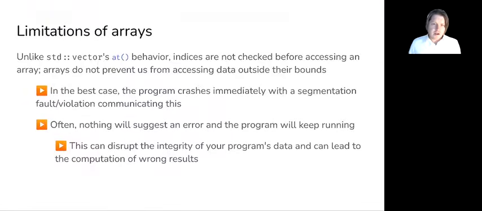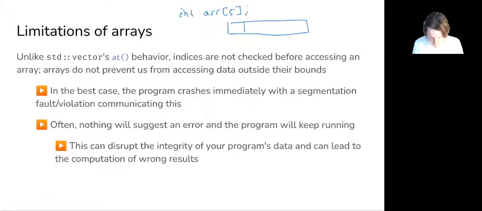Another limitation of an array is that, unlike the standard library vector's .at behavior, indices are not checked before accessing them in an array. So arrays do not prevent us from accessing data out of bounds. So if we have, say, an int array, let's say its size is 5, so it contains 5 elements. One error that happens frequently is an off-by-1 error, where someone thinks, because it's of size 5, the 5th index is a logical spot. However, that's outside the bounds of our array.